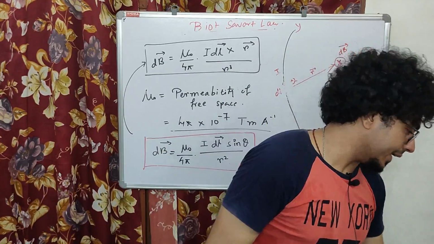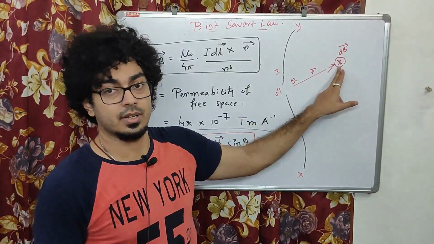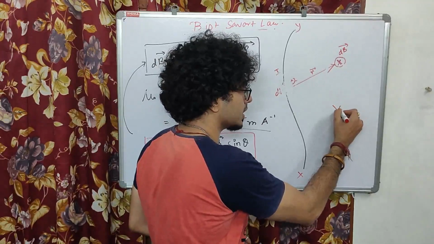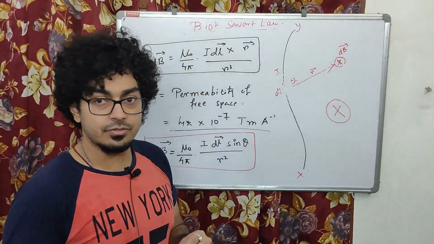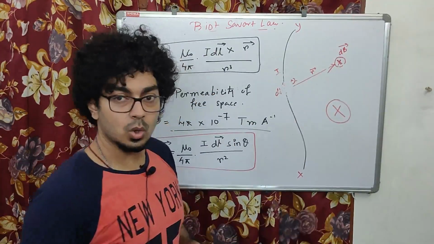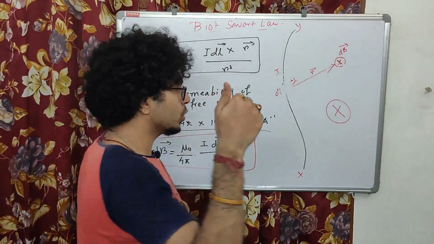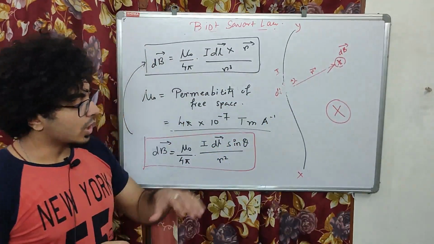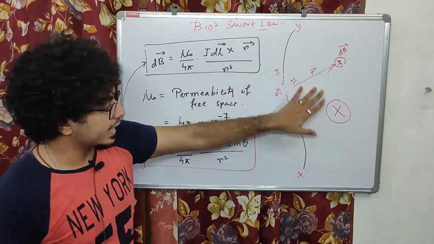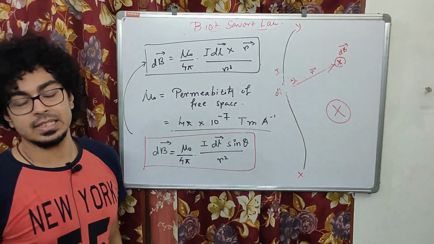See, due to this direction of magnetic field into the board, I have made a cross over here. So whenever you see a cross like this, that means the magnetic field is into the plane of this board. So in your copy, when you note down all these things, you have to mark the plane into the board. Are you getting it? What is the direction of magnetic field? Got it? So from here you get to understand the direction of magnetic field.